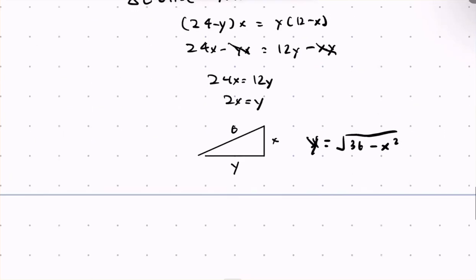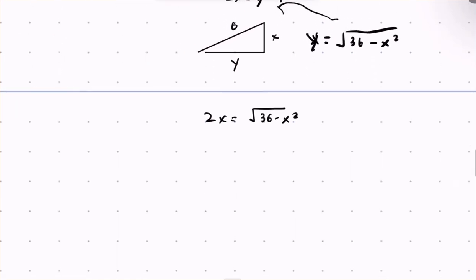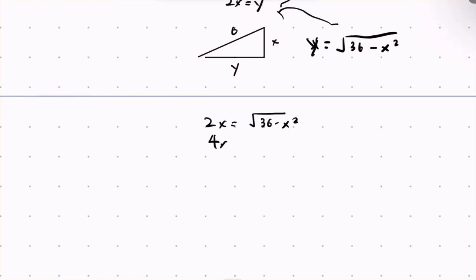And we can plug that into this equation over here, giving us 2x is equal to the square root of 36 minus x squared. Squaring both sides, we have 4x squared is equal to 36 minus x squared, or x squared is equal to 36 over 5. So x is equal to 6 root 5 over 5.